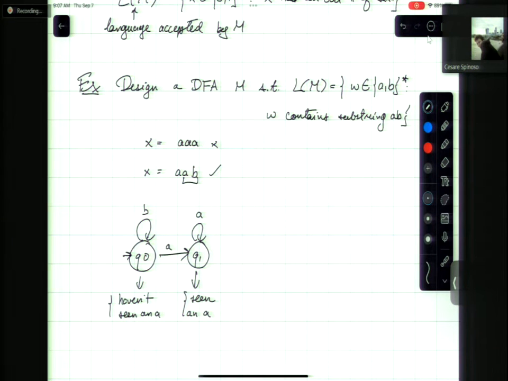Okay? But now what happens if I see a B? Well, a B is a winner, right? Because I know I've just seen an A, and now I've seen a B. I'm very happy. I go to Q2, an accept state. And once I'm at Q2, I don't care whatever else I see, because I know I've seen an A and a B. I've seen AB. And so I can just stay in Q2, because whatever I see after that is going to be accepted as well. Okay? So Q2 encodes the information that now I've seen AB.